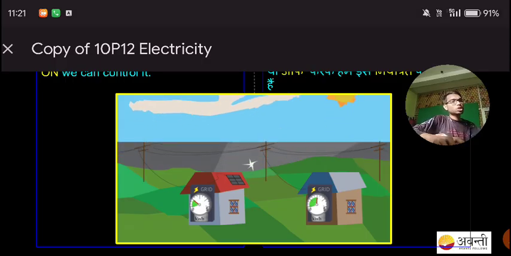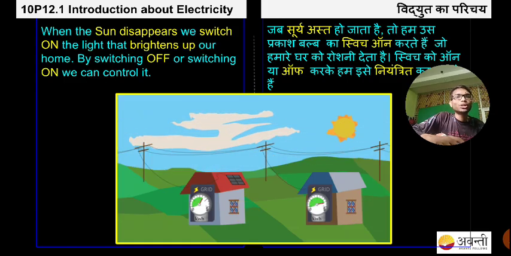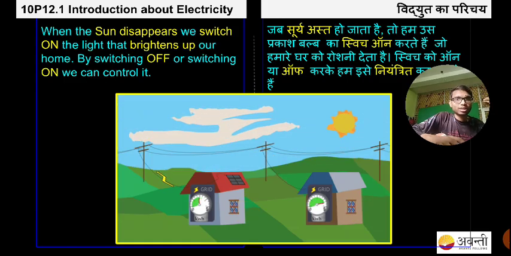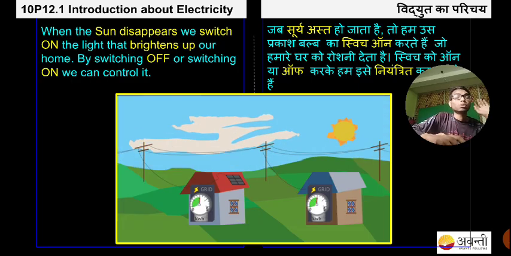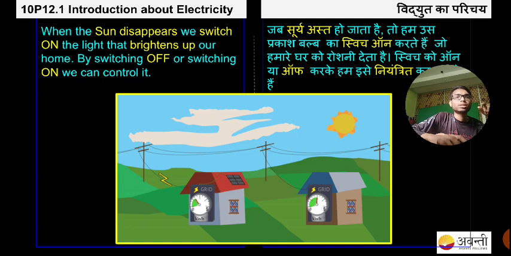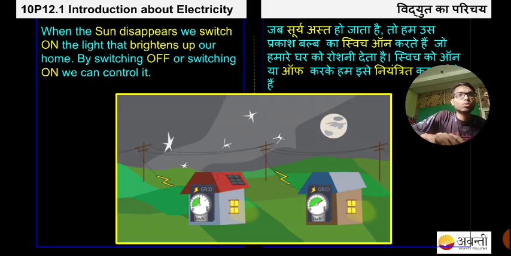Next, when the sun disappears, then we see what surrounds us. It is dark. Everything is dark. To see any object, we need what? A light. And for a light, we will have to use what? Electricity. And electricity will come from where? From the powerhouse, because the powerhouse controls the on and off of the electricity.